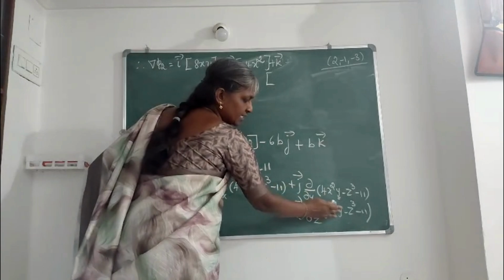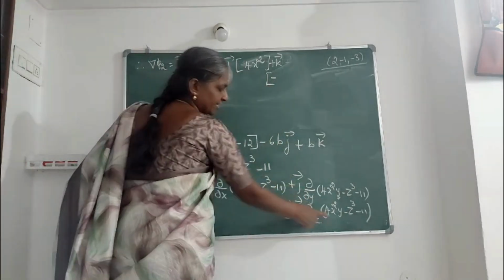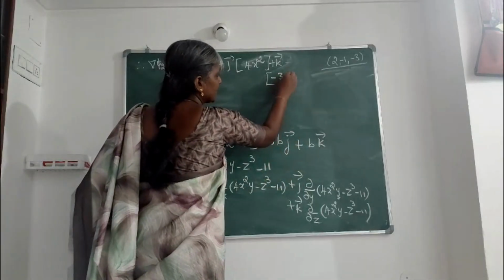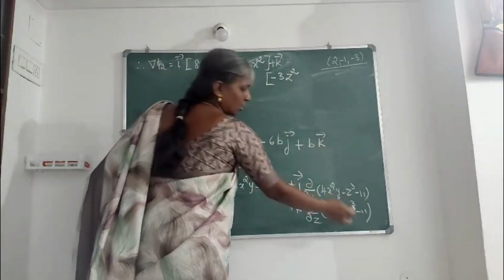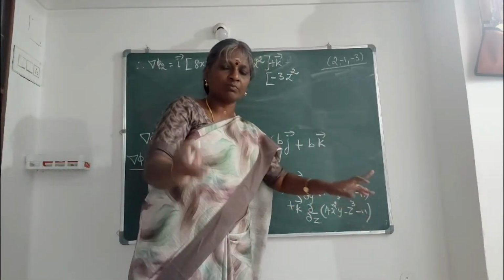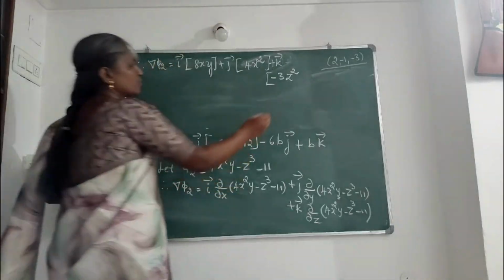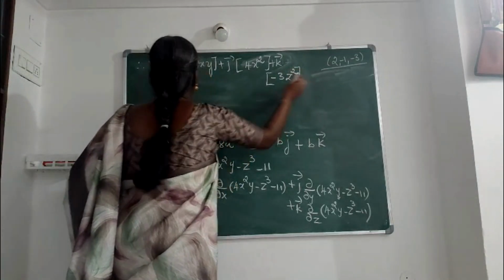So the first term becomes 0. Here we have minus z cubed, so the differentiation is minus 3 z squared. The next term is a constant, and the differentiation of a constant term is 0. So we get minus 3 z squared.